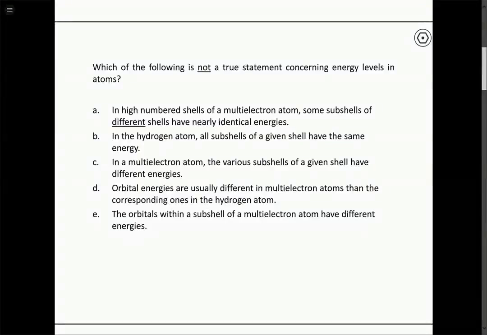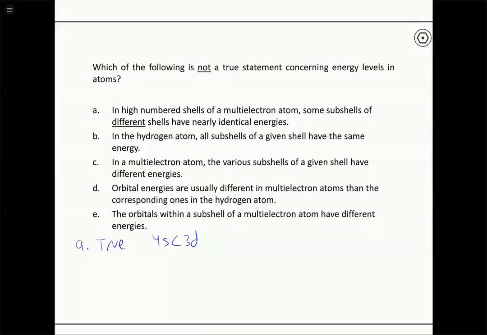Which of the following is not a true statement concerning energy levels in atoms? A. In high number shells of multi-electron atoms, some subshells of different shells have nearly identical energies. And this one is definitely true, and this is why, for example, we fill the 4s before the 3d, because the 4s is lower in energy than the 3d. So even though 4s has a higher principal quantum number, it ends up being lower in energy than 3d.